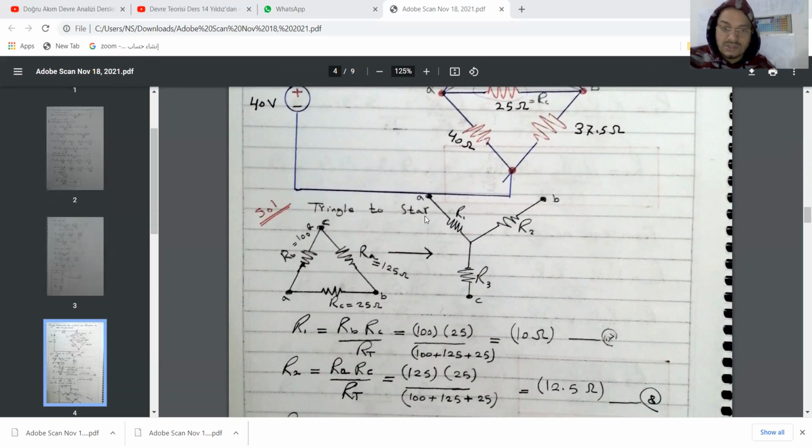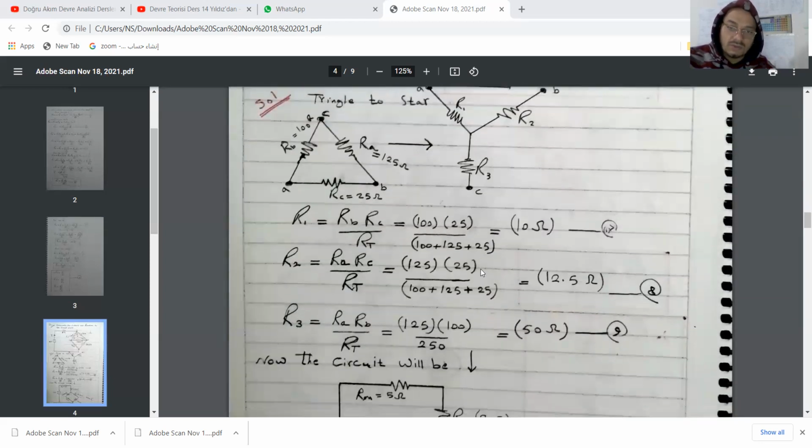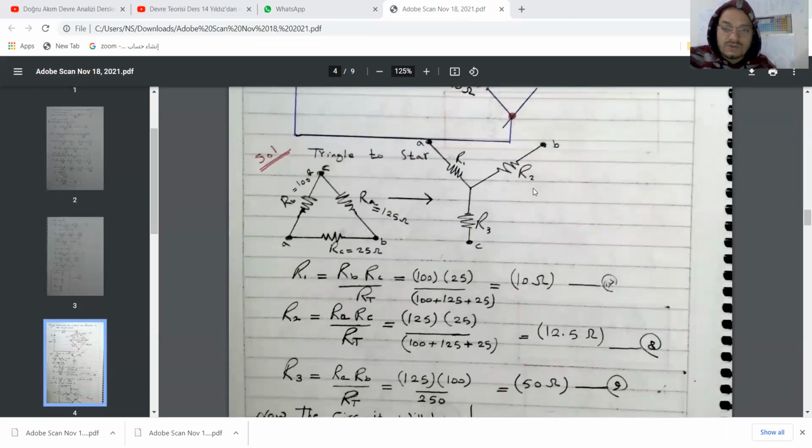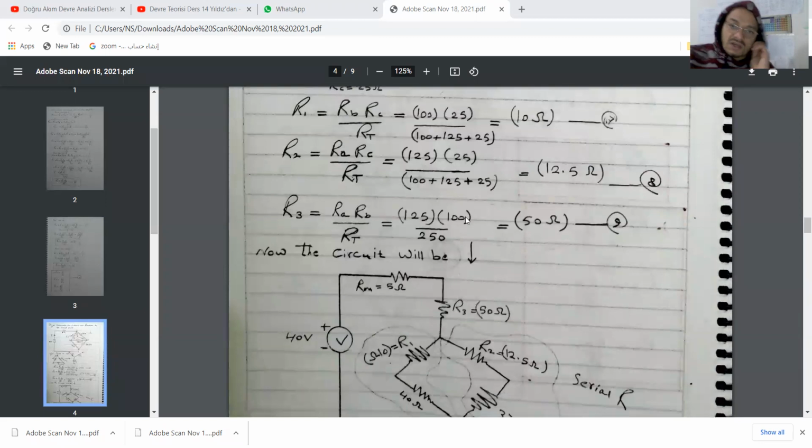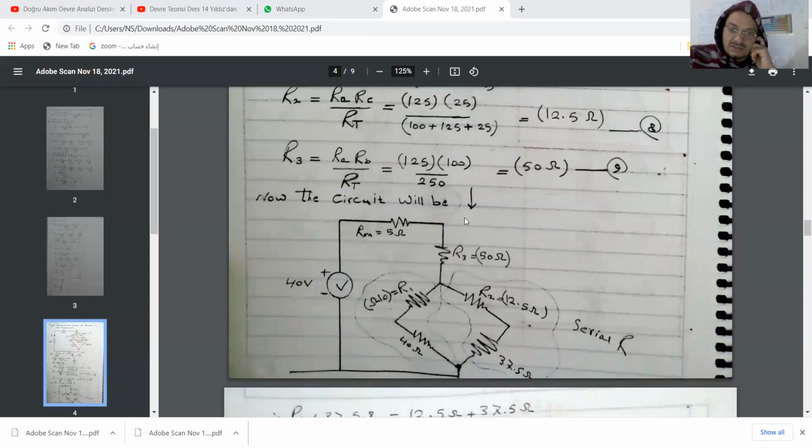That means the total. R2 equals RA times RC divided by RT. And the last one is R3 equals RA times RB divided by RT, the total. We calculate all of them so that we can form this star. Now the circuit will be like that.